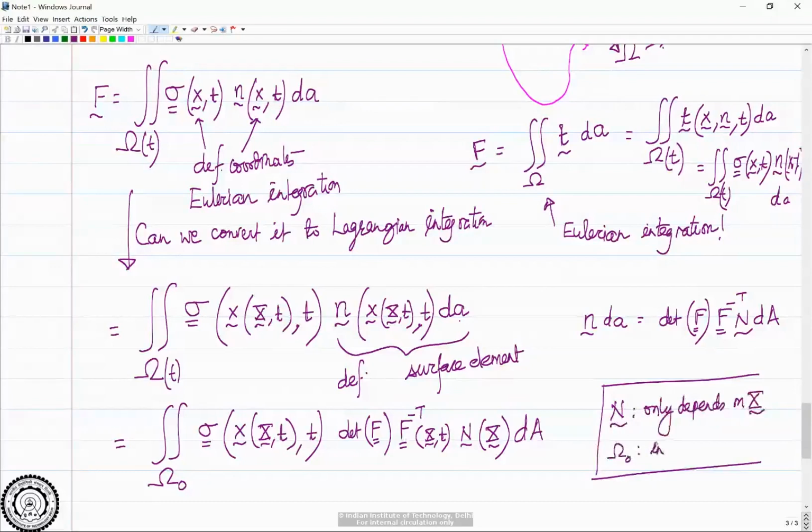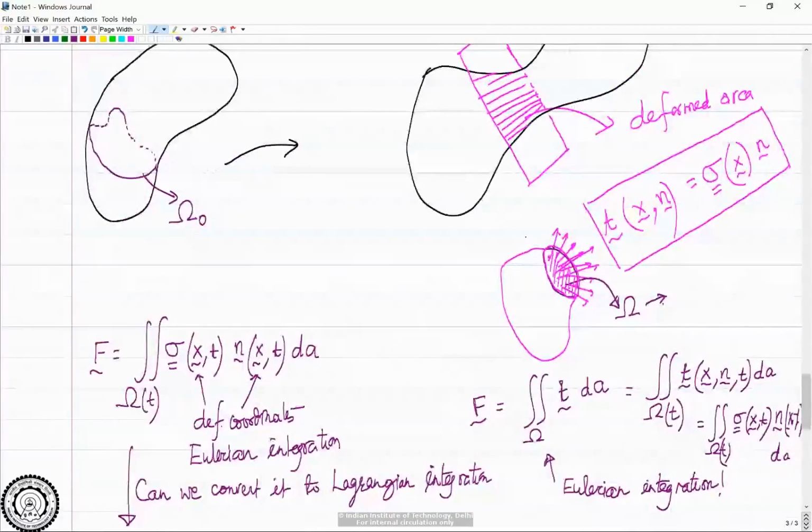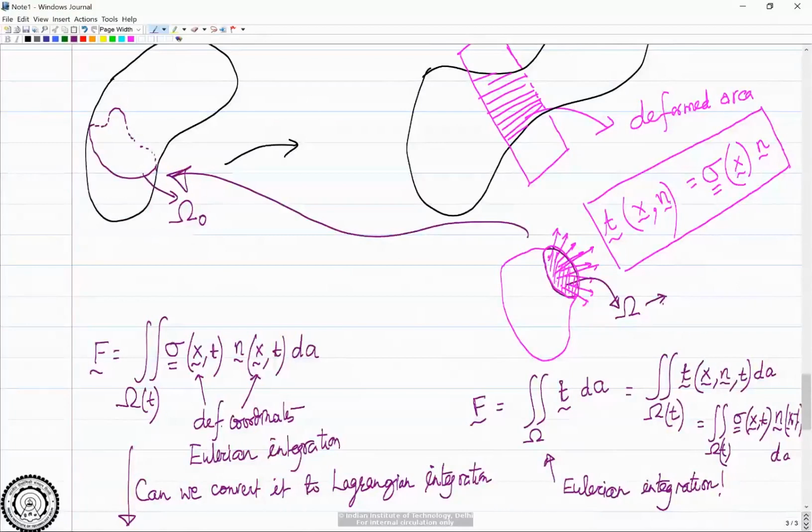Similarly, omega naught is independent of time. I hope this part is understood by everyone. Anybody having difficulty? You see, what we have done is basically transform the integration from this omega to omega naught here. And the advantage is that omega naught is constant. It is not changing with time. Although omega is changing with time, as the body deforms, that section will change with time. So the surface is going to change, the normal is going to change with time, but its pre-image, that is omega naught here, still remains the same.